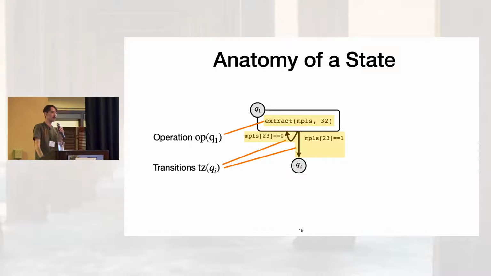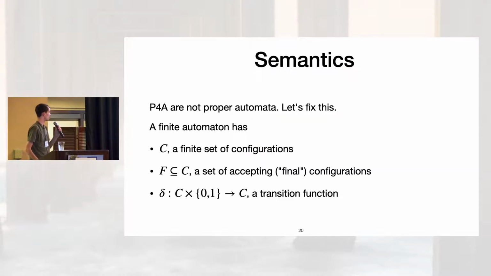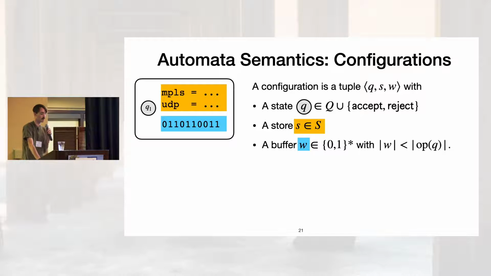And this is not how a normal state machine is set up, right? These are not deterministic finite automata where each edge is labeled with a character from some alphabet. There's something funny going on. But fortunately, we can give them semantics as finite automata and then bring to bear the tools of automata theory and stop thinking about P4 so much, I would hope. But so what we need to define is a set of configurations, a set of final configurations, and a transition function. I'll give you these each in turn.